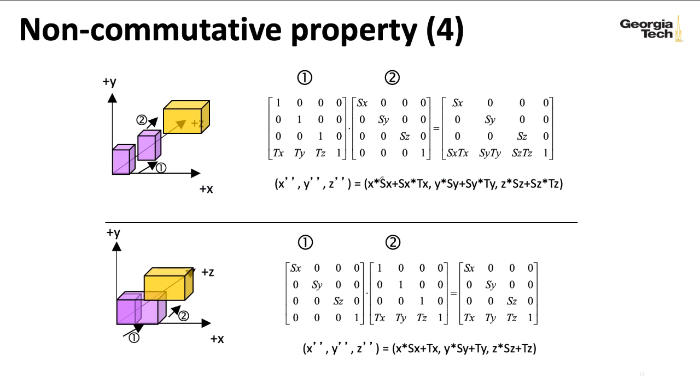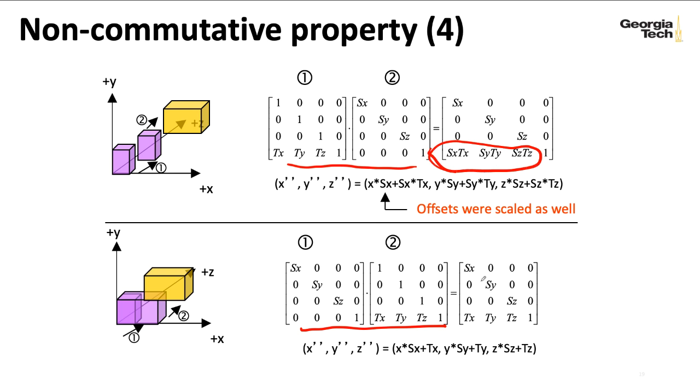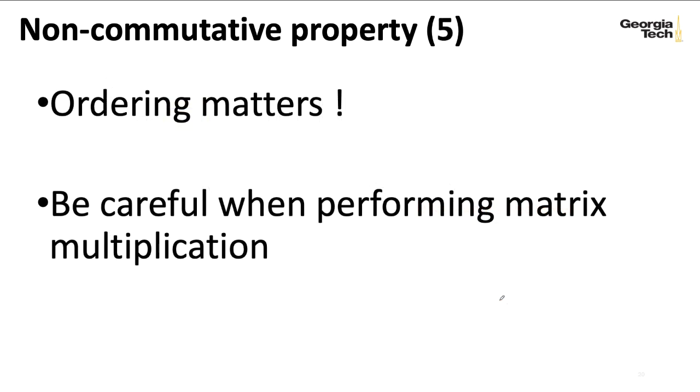We can also see the order matters by looking at the results of doing the matrix multiplication. In the case in the upper part of the screen where we translate and then scale, the offsets also get multiplied by the scaling. Whereas if we do the scaling first, then those offsets don't have the scaling applied to them. And once again, I'll leave this as a computation for the viewer if the viewer is looking for something to do. So the order does matter when doing matrix computations in 3D graphics.